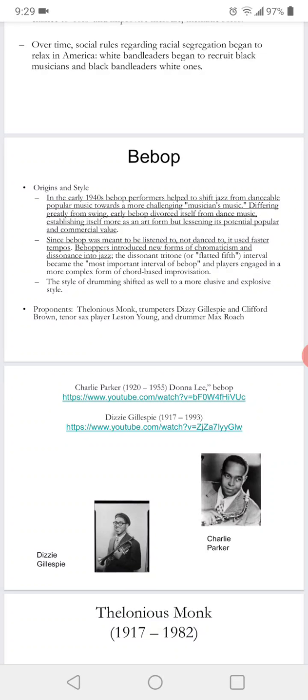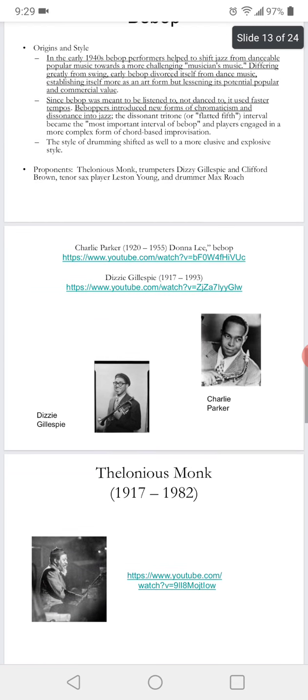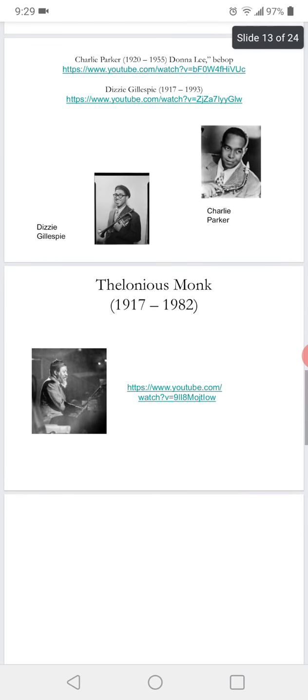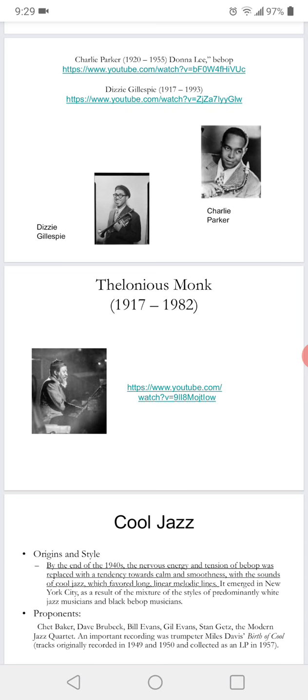And these are all examples here. You can listen to all of them. Unfortunately, if we were in class, physically, I was going to play them all, but I can't do that. But you have time to do that. So, Thelonious Monk, that's the other bebop musician. He was a pianist, okay? And he was part of the bebop group.